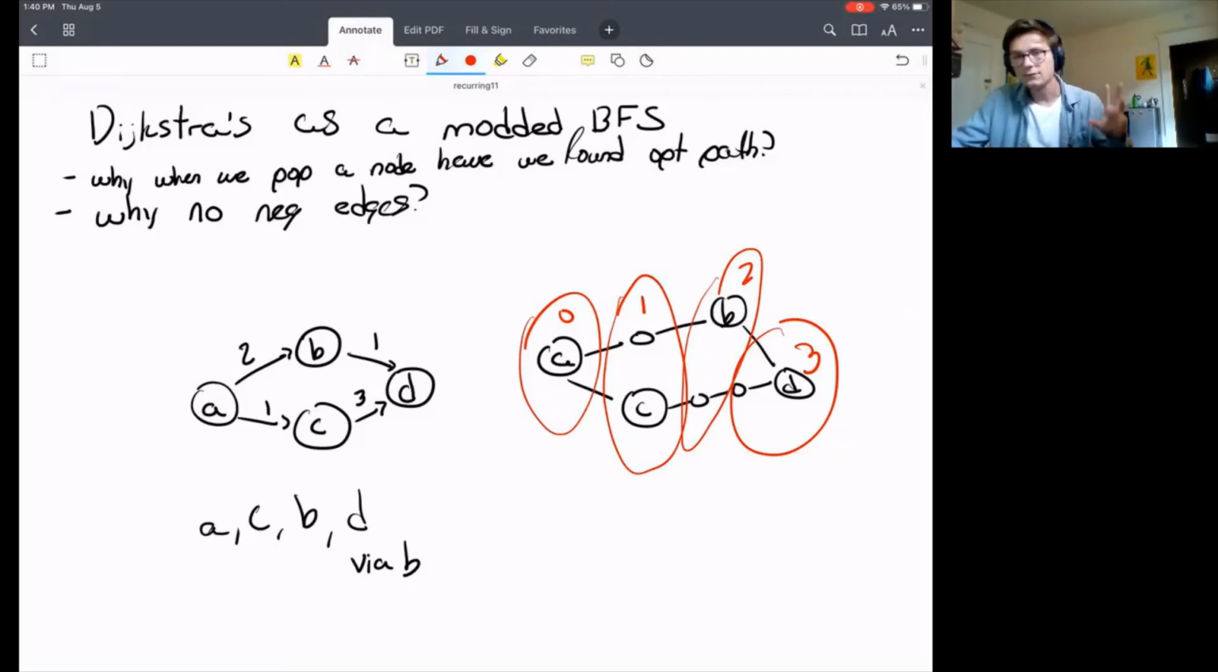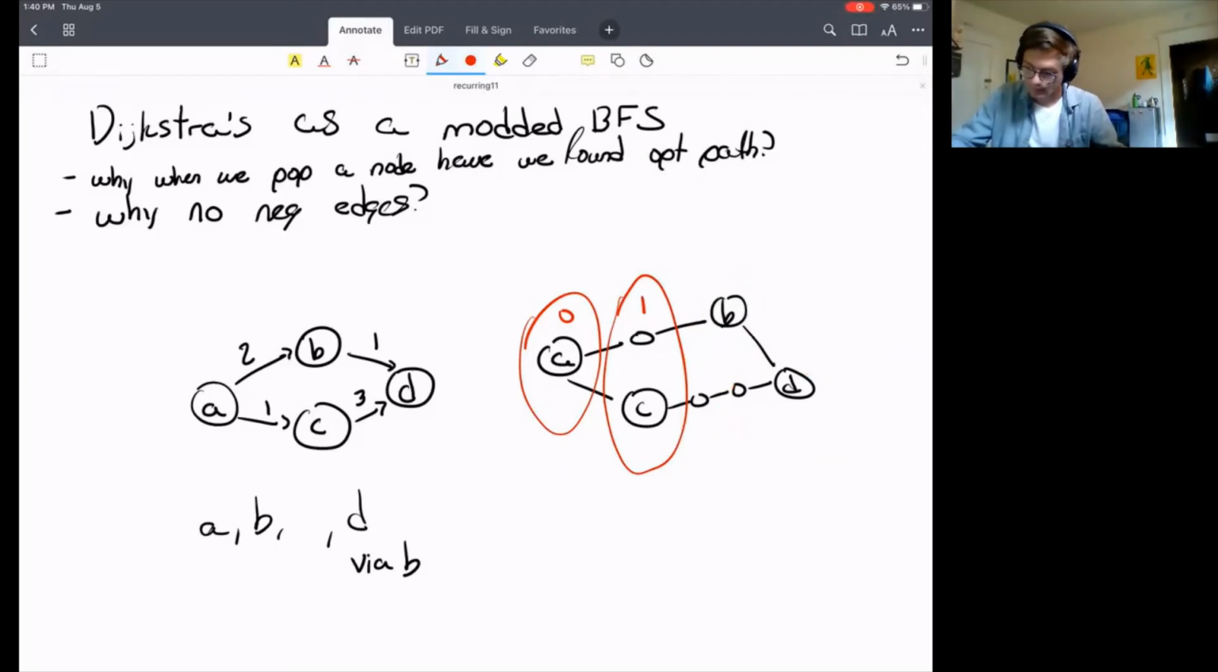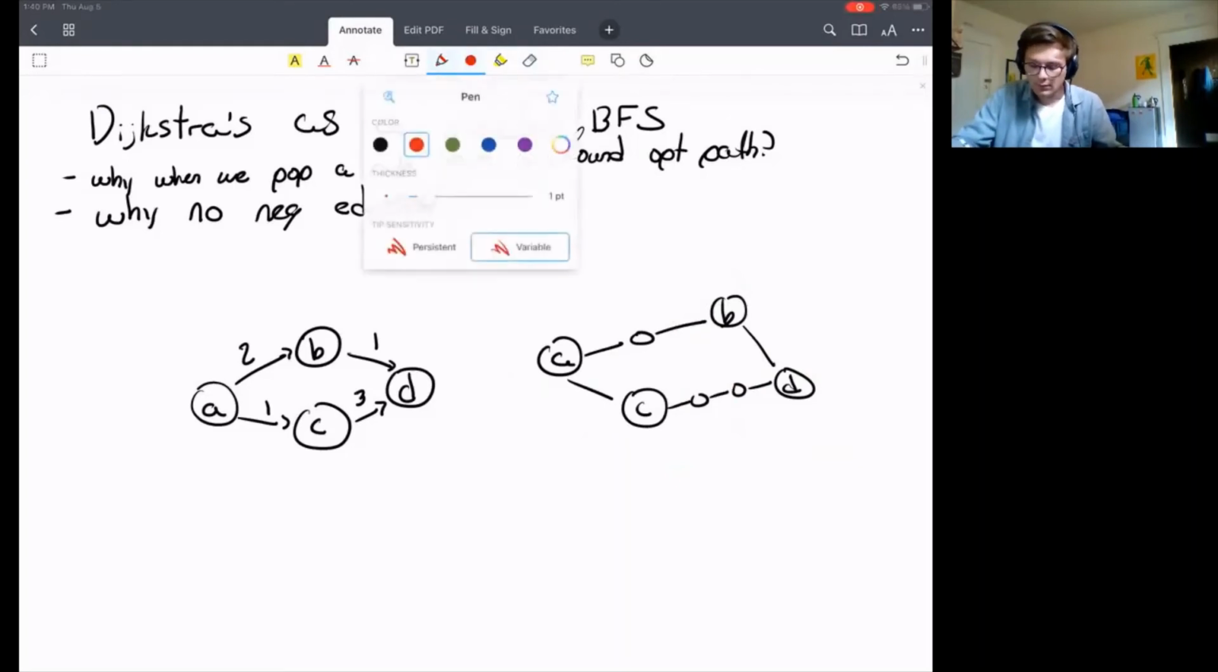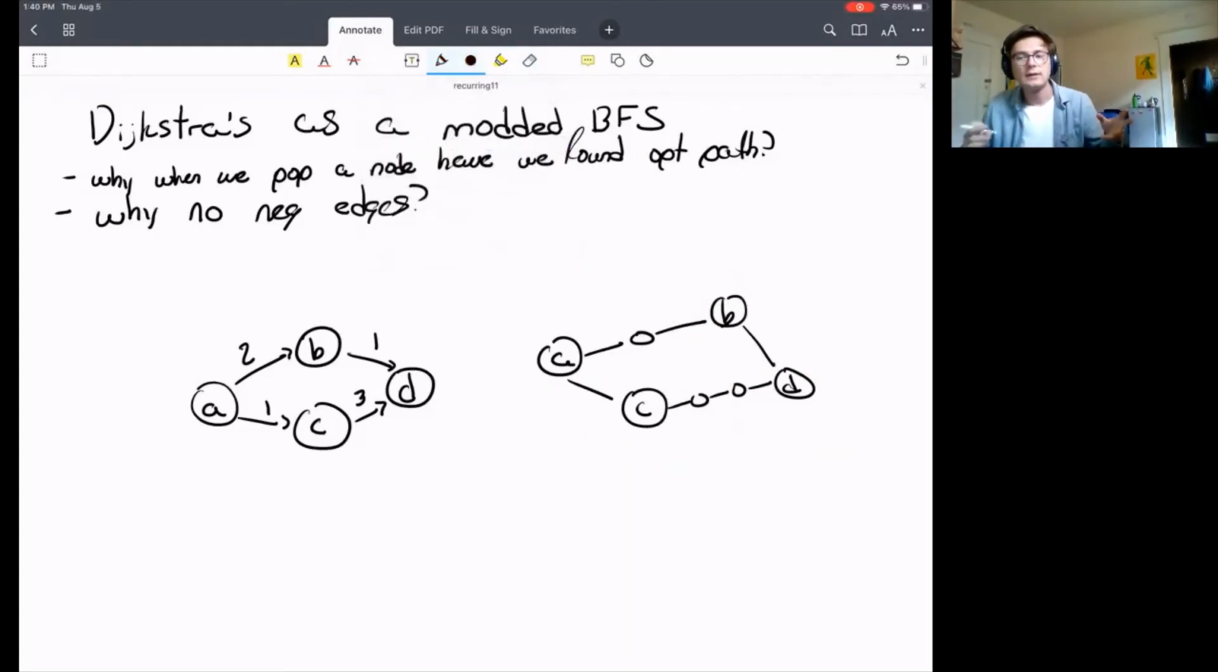Okay, so now let's actually answer these questions right up here that I posed a little bit, where I said, okay, why is it the case that when we pop a node for the first time, we know that it is the shortest path possible? Well, you can think of it again as this idea of radiating out in a BFS. Again, in Dijkstra's, what we're really doing is we're checking every path that is length 1, then every path that's length 2, every path that's length 3, 4, 5, etc., etc. And we're checking nodes as they fit into that pattern.